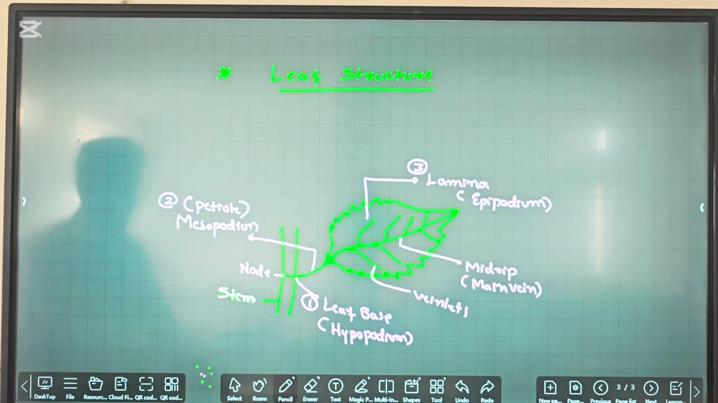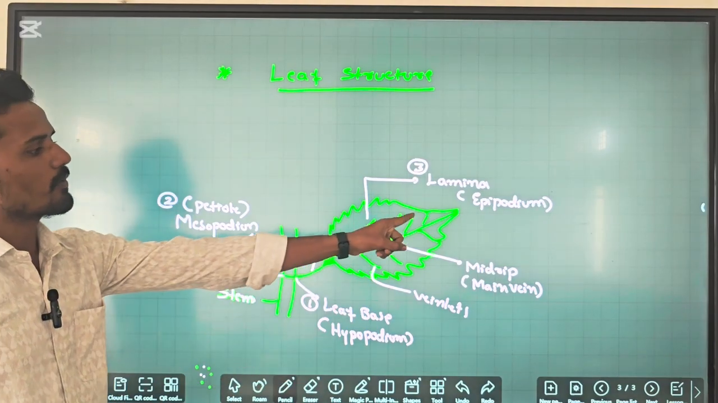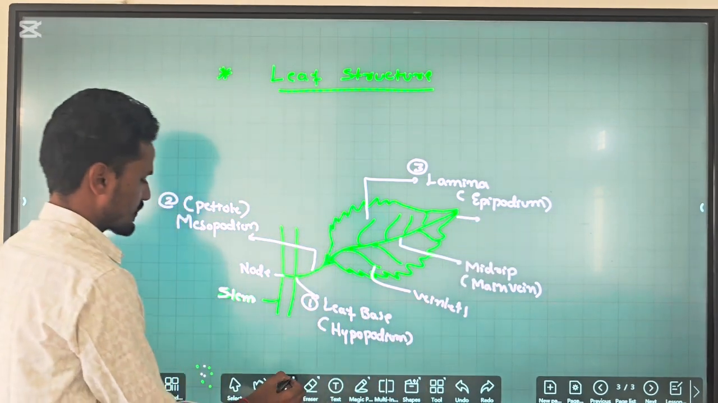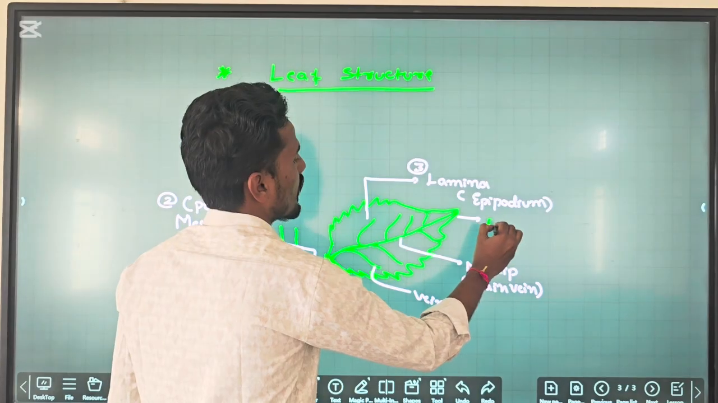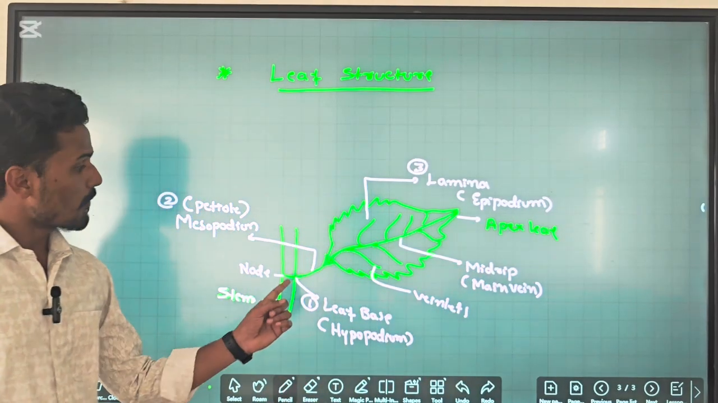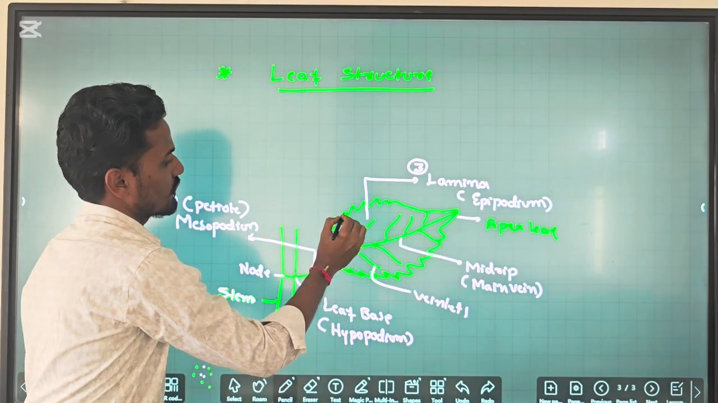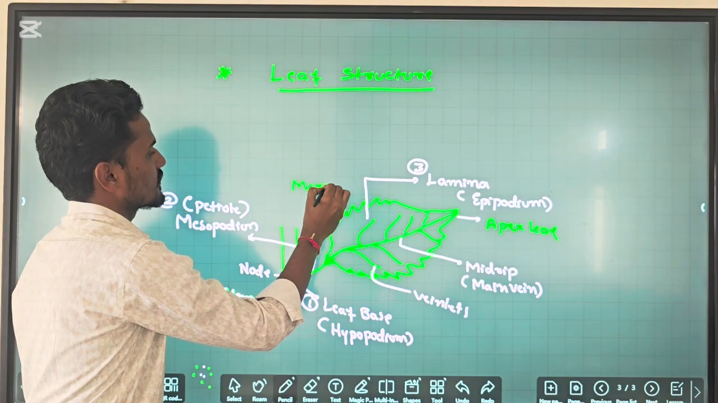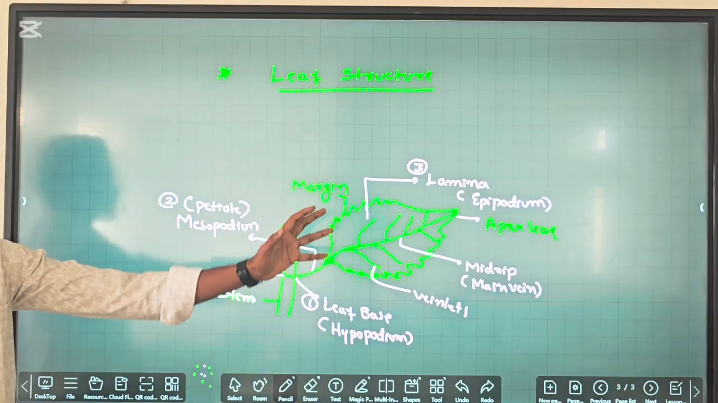The top portion of the leaf, this cone-like structure, is called the apex of the leaf. And the edge portion of the leaf is called the margin. So these are very important portions.